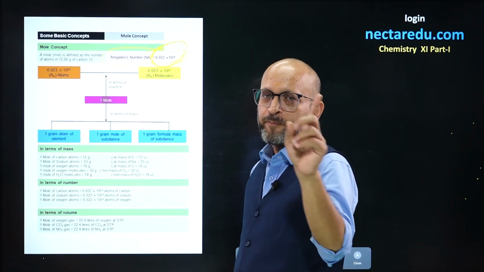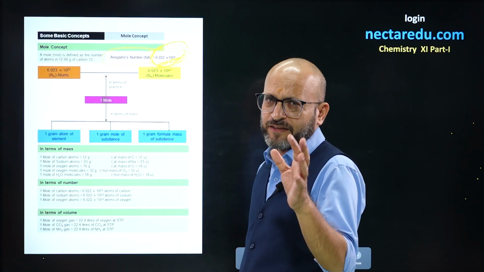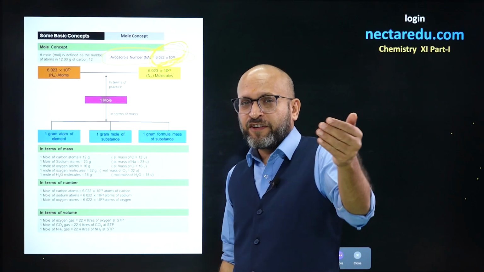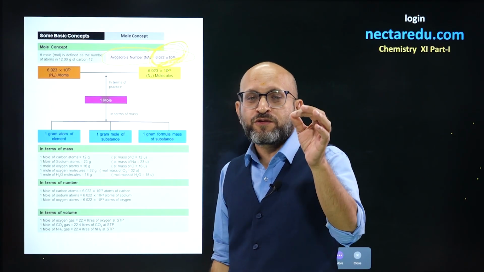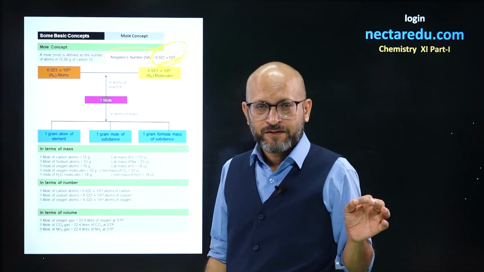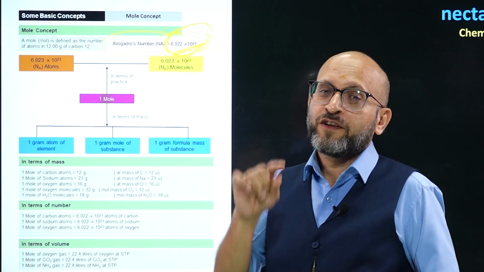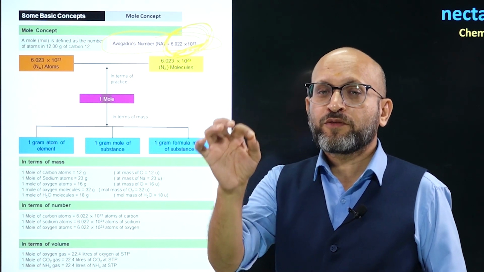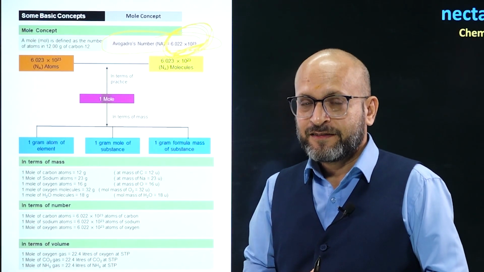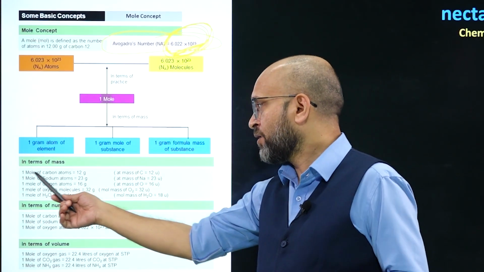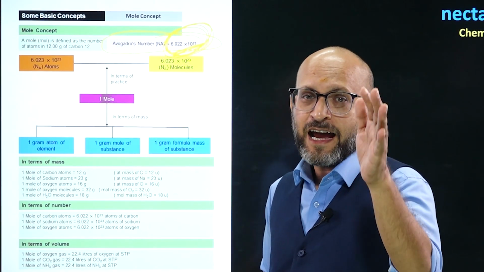As a dozen is 12 and a pair is 2, same way, mole means this number, 6.022 into 10 to the power 23. If I ask you, give me 1 mole of water, that means I am asking you to give me 6.022 into 10 to the power 23 molecules of water. If I ask for 1 mole ammonia gas, that means 6.022 into 10 to the power 23 molecules of NH3, that is ammonia, right? Same way, if I ask for 1 mole carbon atoms, that means 6.022 into 10 to the power 23 atoms of carbon.